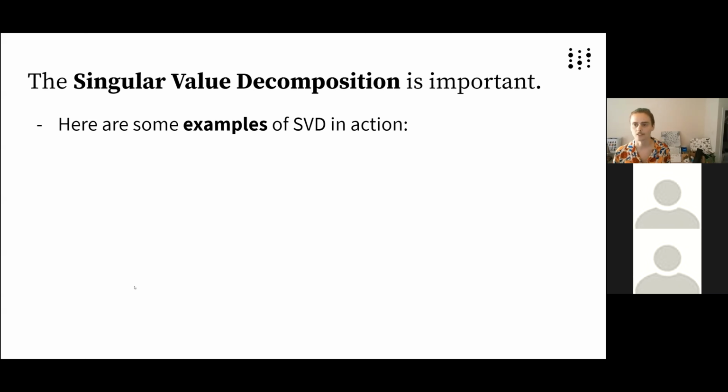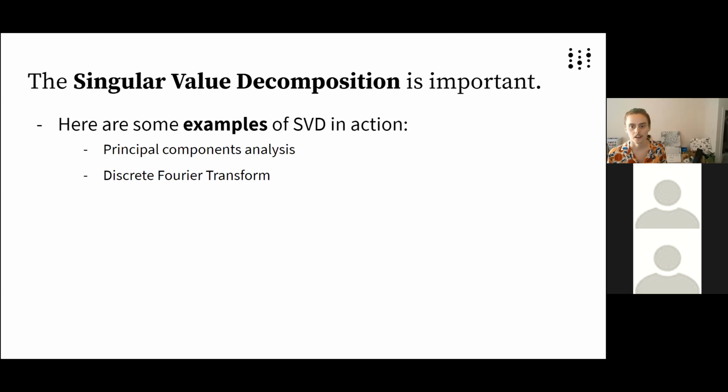So the singular value decomposition, if you're not familiar with it, is a very important algorithm. Just some examples of the SVD in action. Principal components analysis is an application of it. The discrete Fourier transform is an application of singular value decomposition, which includes JPEG, the image encoding technique.